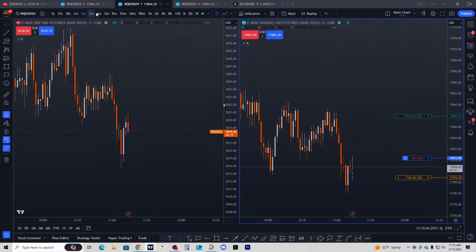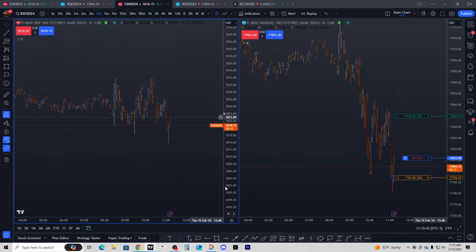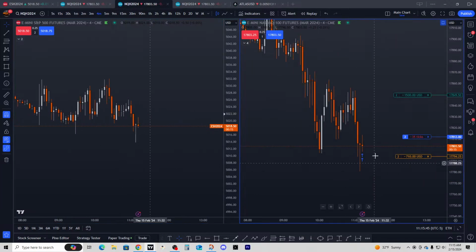I don't care if that one loses, but we're rejecting this fair value gap here. We could come down lower. We're out of our macro.